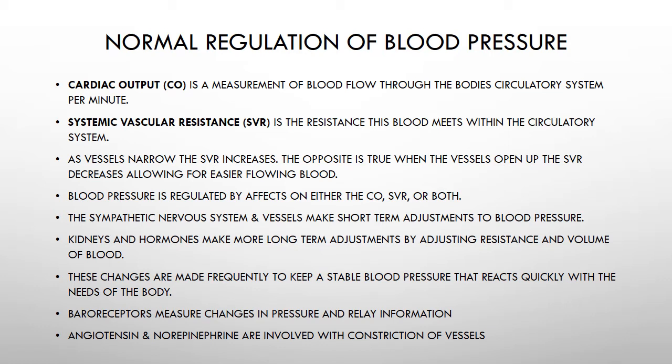Blood pressure is regulated by effects on either the cardiac output, systemic vascular resistance, or both. The sympathetic nervous system and vessels make short-term adjustments to blood pressure, while the kidneys and hormones make more long-term adjustments by adjusting resistance and volume of blood. These changes are made frequently to keep a stable blood pressure that reacts quickly to the needs of the body.